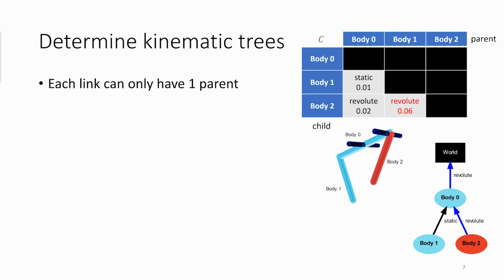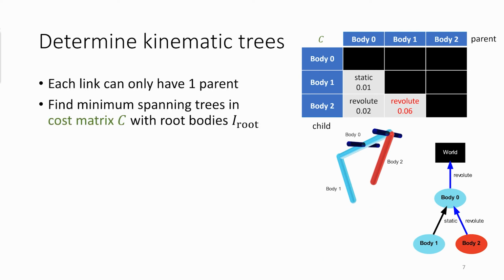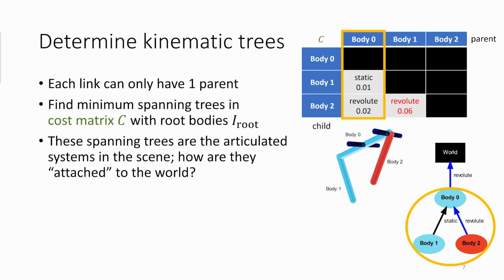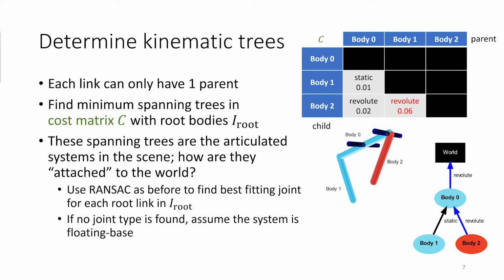To determine the articulations of the systems, we find the minimum spanning trees. In our example, body 1 and 2 have been correctly determined to be children of body 0 connected via a static and revolute joint, respectively. Finally, we need to infer how the root body 0 is connected to the world frame. Again, we run RANSAC on our three joint models, and if the error of the best model is below a certain threshold, the system is determined fixed base. Otherwise, the system has to be simulated as a floating base mechanism. In our example, body 0 is attached to the world frame via a revolute joint which completes the articulation inference step.